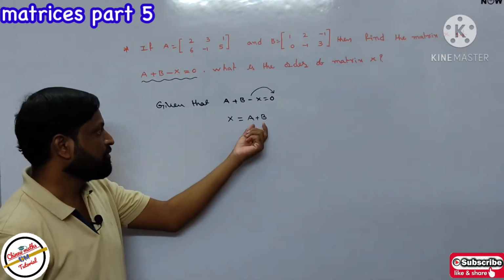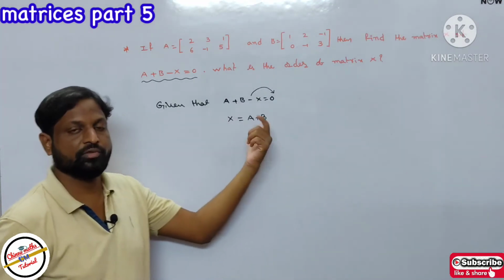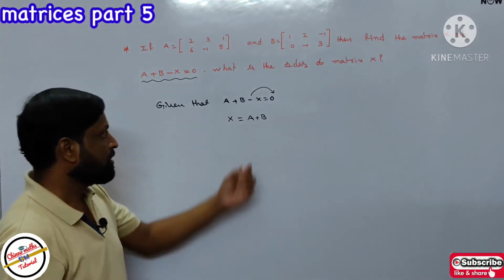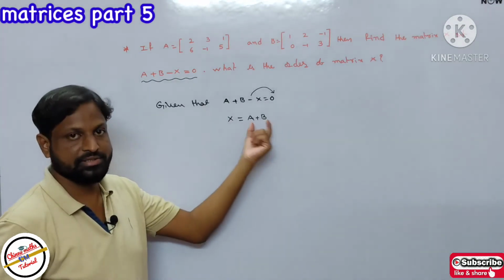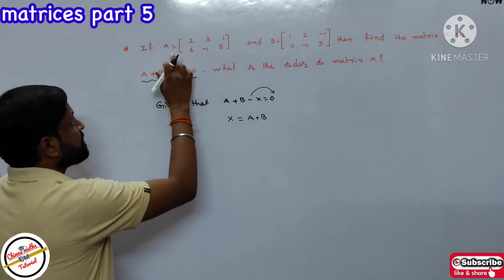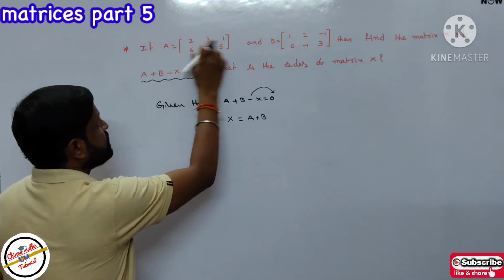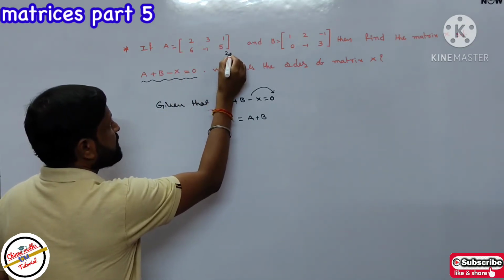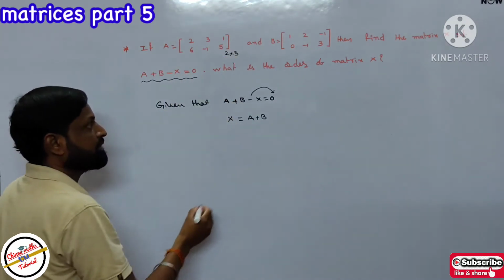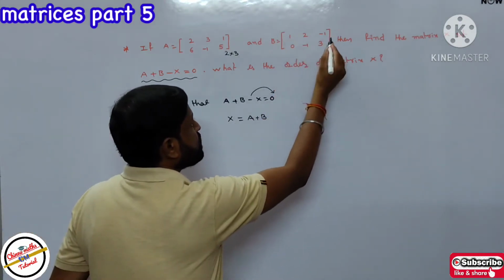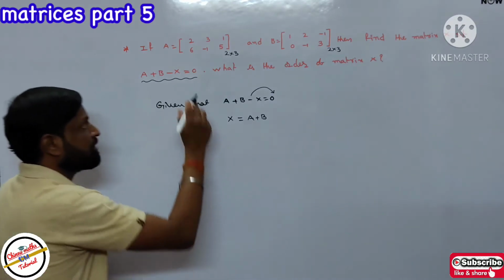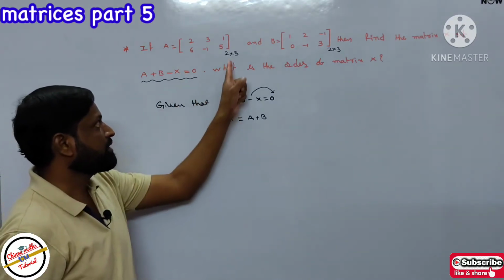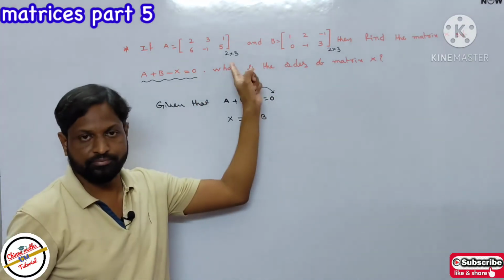Before adding the two matrices, first we verify the condition. If you are adding two matrices, they must have the same order. See here, the order of matrix A is 2 rows and 3 columns, so the order is 2 by 3. Similarly, B is also 2 rows and 3 columns, so the order of matrix B is 2 by 3. So both A and B have the same order.